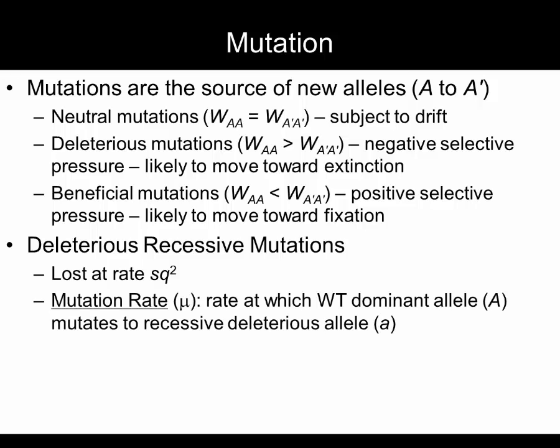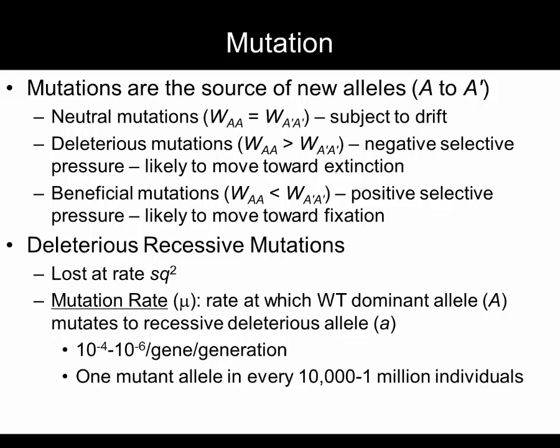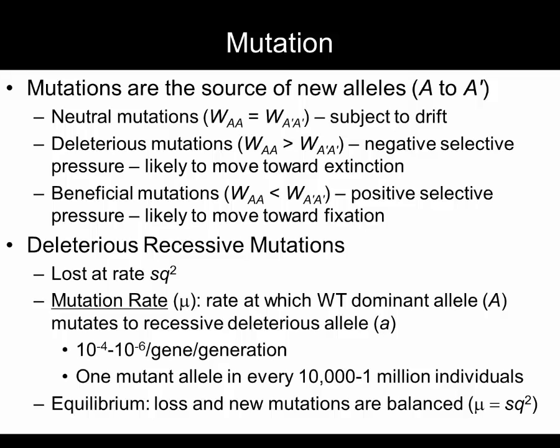The rate that new alleles appear is the mutation rate, for which we use the symbol mu. We just said that this was between 10 to the minus 4th and 10 to the minus 6th per gene per generation, which is about one new allele in every 10,000 to million individuals. Eventually, an equilibrium will be reached where the alleles gained through mutation equal those lost through selection. At this point, mu equals Sq squared.